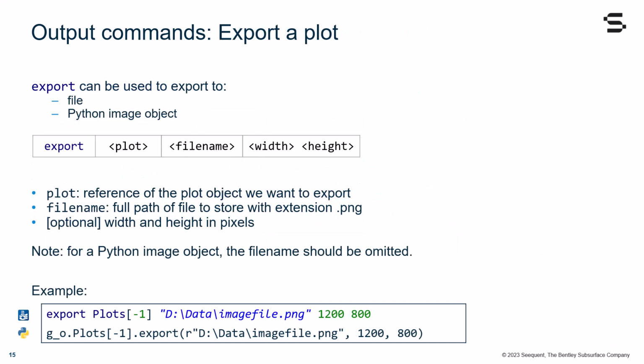When working with plots, it is common to want to export this to a file and add it to a folder or a report. For this, the command export can be used to export to a file or a Python image object. The syntax of the command requires the command name, export, the plot, which is a reference of the plot object we want to export, the file name, which is the full path of the file to store with the extension .png, and optionally the width and the height in pixels. Note, for a Python image object, the file name should be omitted.